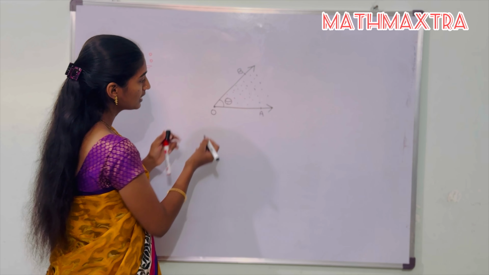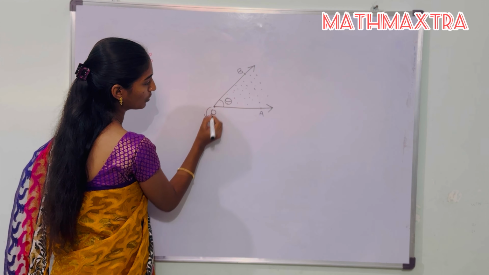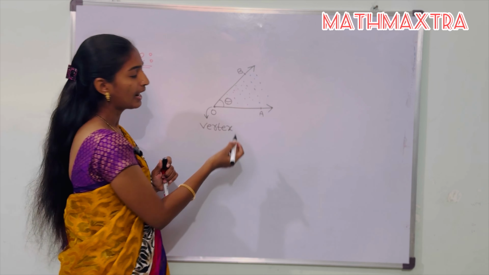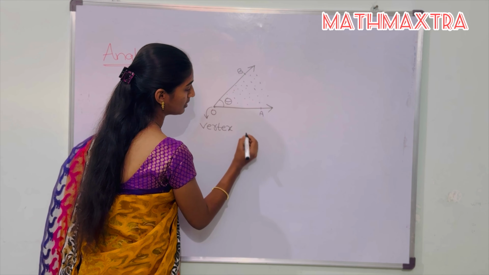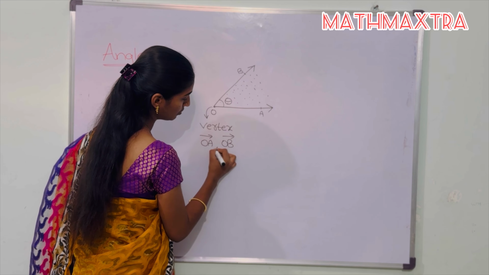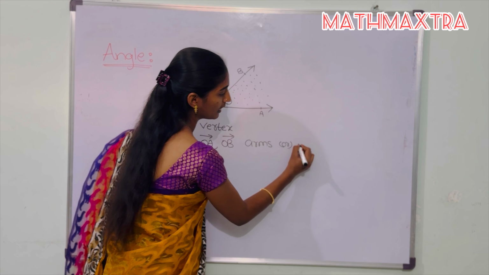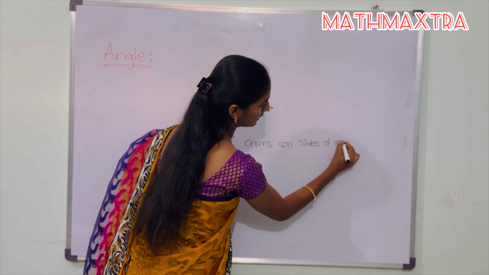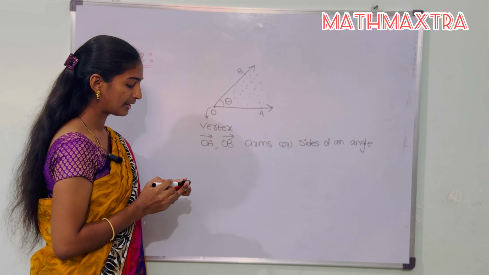So what is this? This point O is called the vertex of an angle. And this OA ray and OB ray, these two are arms or sides of an angle. So this is what the angle is.